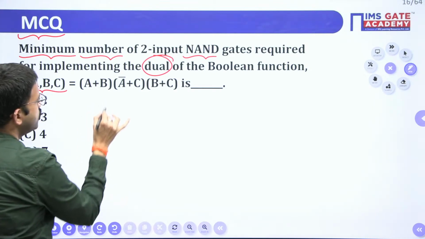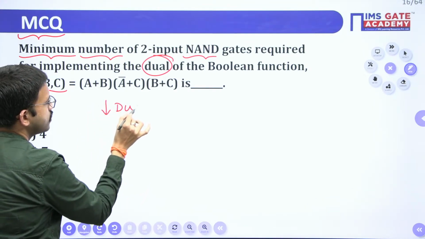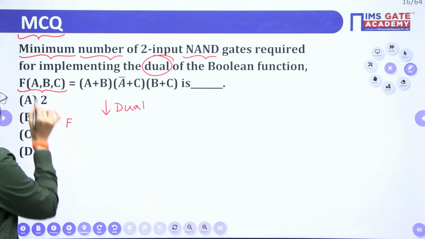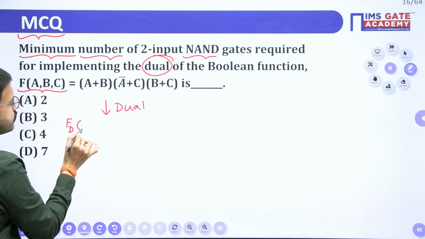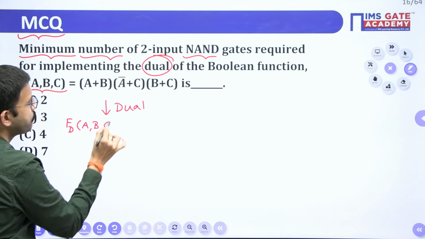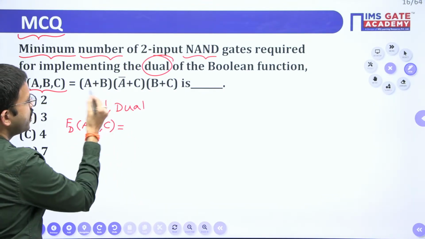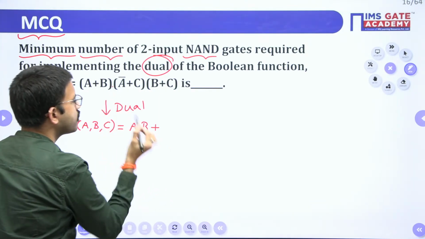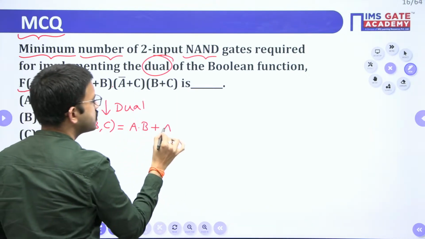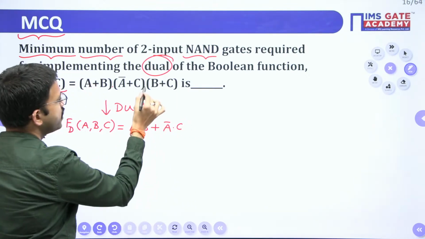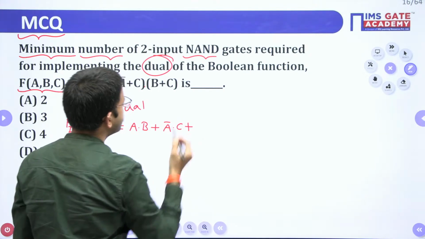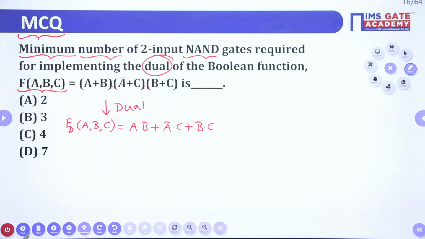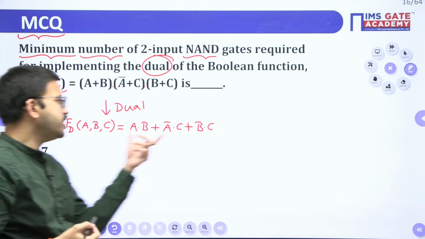Just apply dual to this function. For the timing, I am assuming the dual of this function as f suffix d, variables are A, B, C. A plus B, dual is A and B. Here you have logical AND, you will get logical OR. A bar plus C is nothing but A bar and C. B plus C is nothing but B and C. Now you have three terms.